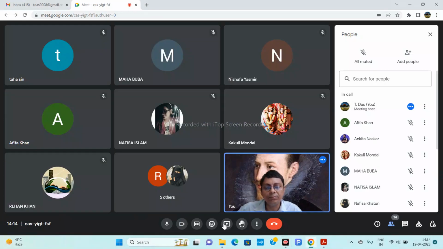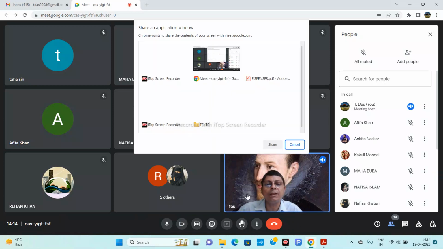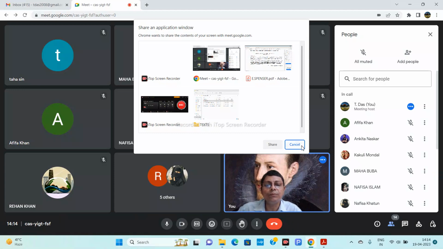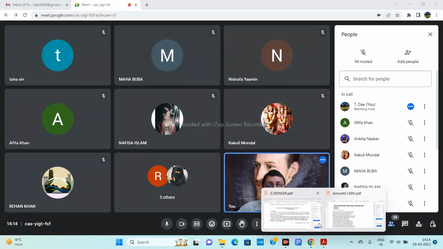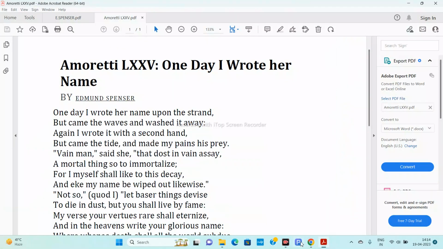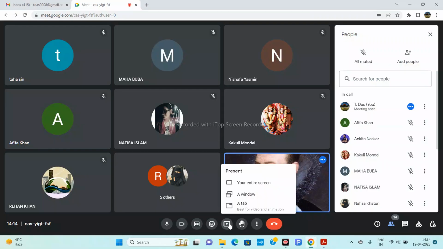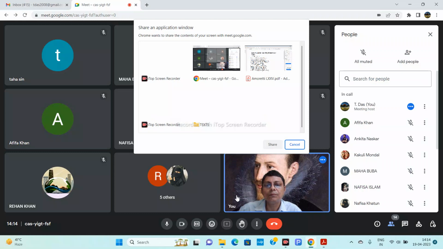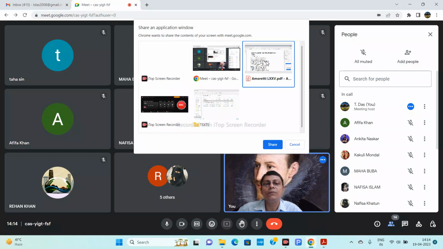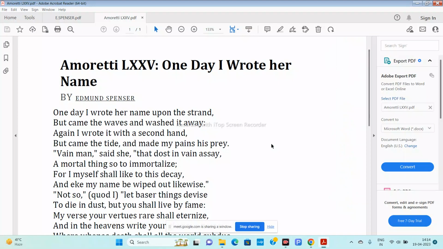With the reading of this poem, I will try to give you this poem, sort of show it to you. So Amoretti 75, One Day I Wrote Her Name.